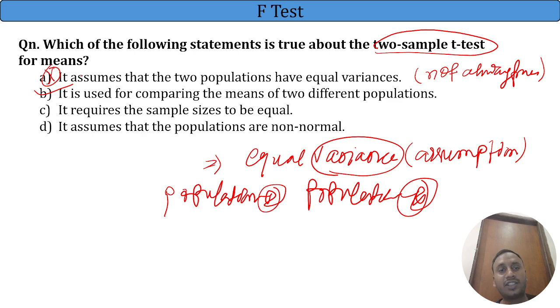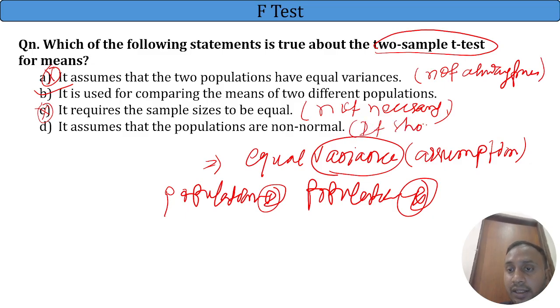Okay, we're going to check again the third option. It requires the sample size to be equal. Is it correct or not? Just tell me. It's not necessary. It can be, it can't be. Is it? So this can be the answer. It assumes that populations are non-normal. No, it's going to violate because when we talk about the t-test, it should be normal. Is it?